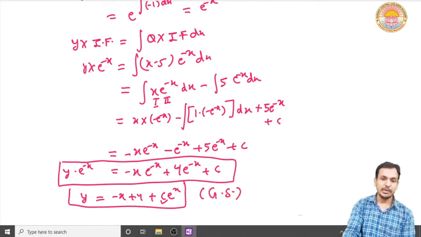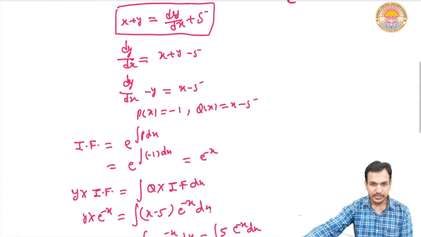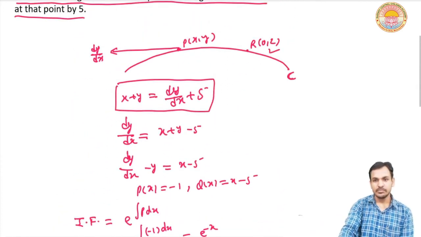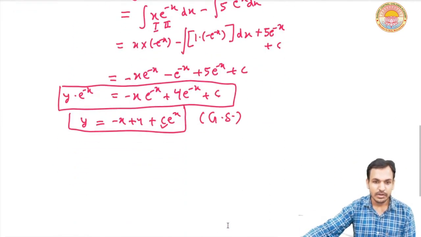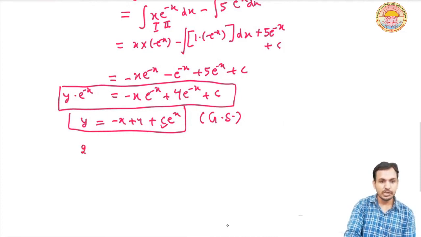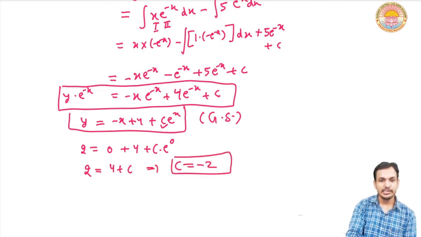This is the general solution, but what we have to do is find the particular solution. And how will we find the particular solution? Because our required curve is passing through point R, and at this point R the x coordinate is 0 and the y coordinate is 2. So putting the value of x as 0 and the value of y as 2, we will put 2 in place of y and 0 in place of x, so we will get 2 is equal to 0 plus 4 plus c e raised to the power 0, which gives 2 is equal to 4 plus c, since e raised to the power 0 is 1, which means c is equal to 2 minus 4, that is minus 2. Again we get c is equal to minus 2.